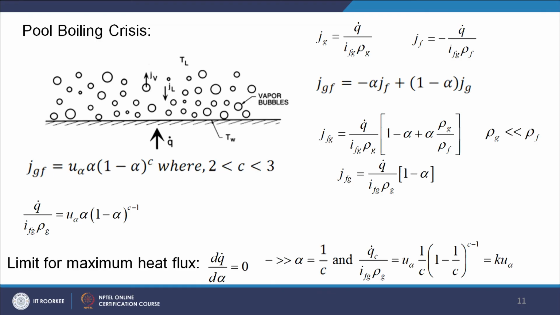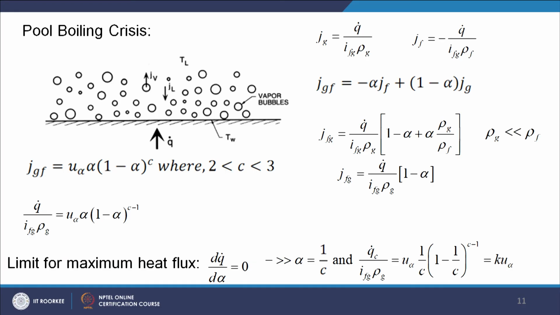Once you do del q dot by del alpha of this equation, you will get the optimum point, alpha, which will actually be 1 by c. Using this we can have q dot c by Ifg into rho g equals u infinity into (1 by c) into (1 minus 1 by c) to the power c minus 1, which equals k into u infinity. This term is actually a constant, so we can take it as k, right.